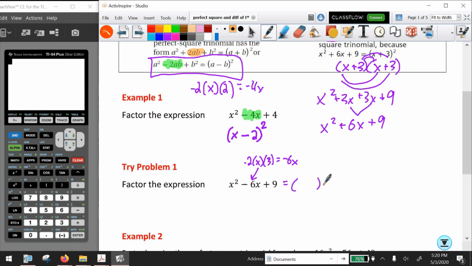a binomial squared. The square root of x squared is x. The square root of 9 is 3. We put this sign in the middle. It's a negative sign, so I'm going to put a negative sign there, and that's my answer.